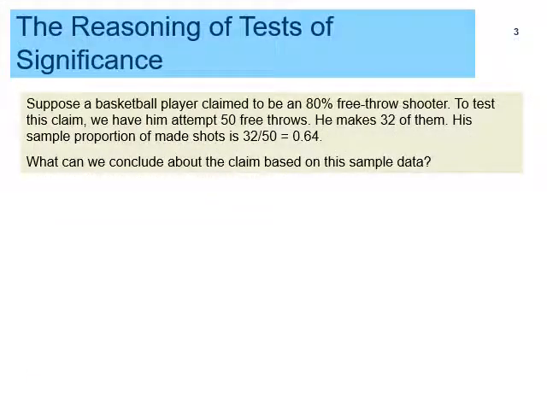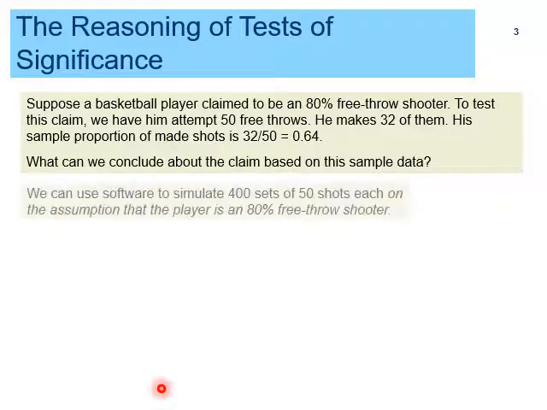So here's the reasoning of a test of significance. Suppose a basketball player claimed to be an 80% free throw shooter. To test this claim, we have him attempt 50 free throws. He makes 32 of them. His sample proportion of made shots is 32 divided by 50, that is 0.64. What can we conclude about the claim based on the sample data?